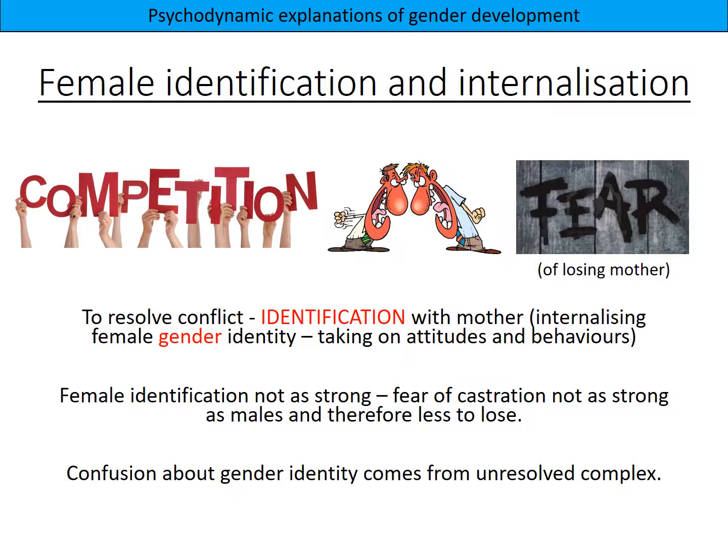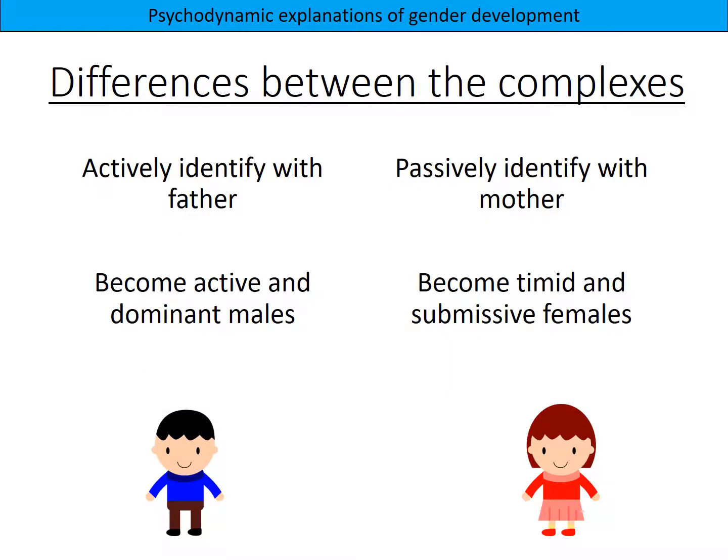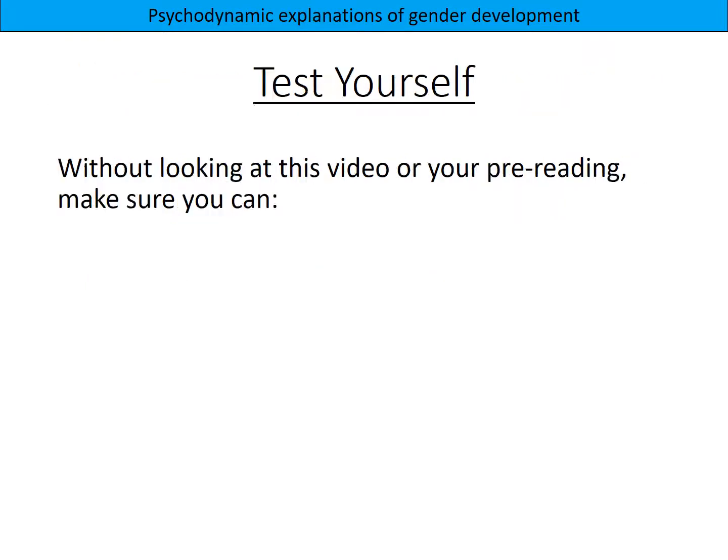And again, confusion about gender identity comes from an unresolved complex. So if they don't resolve this conflict between competition and fear of losing mother, again, this can lead to gender identity issues. So differences between the complexes. Males, so the Oedipus complex, they actively identify with the father, whereas Freud said that the females passively identify, and this leads to males becoming more active and dominant and females becoming more timid and submissive.